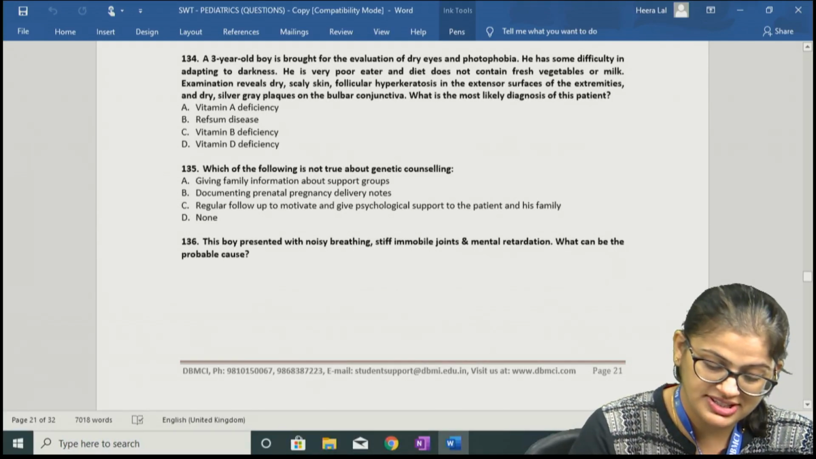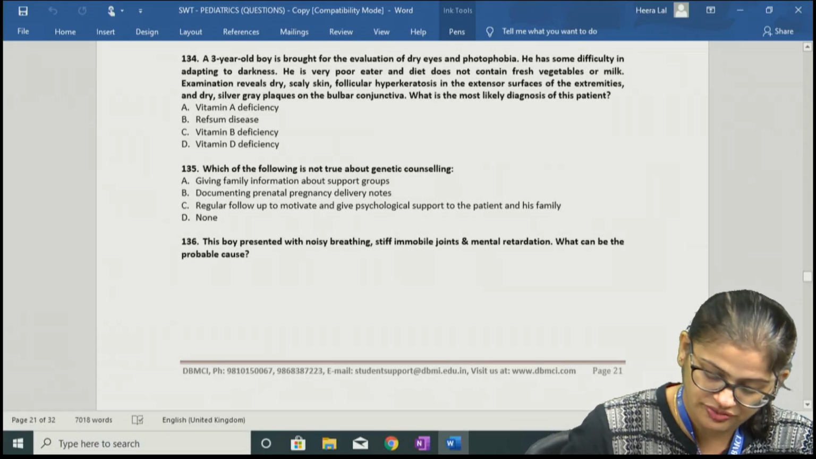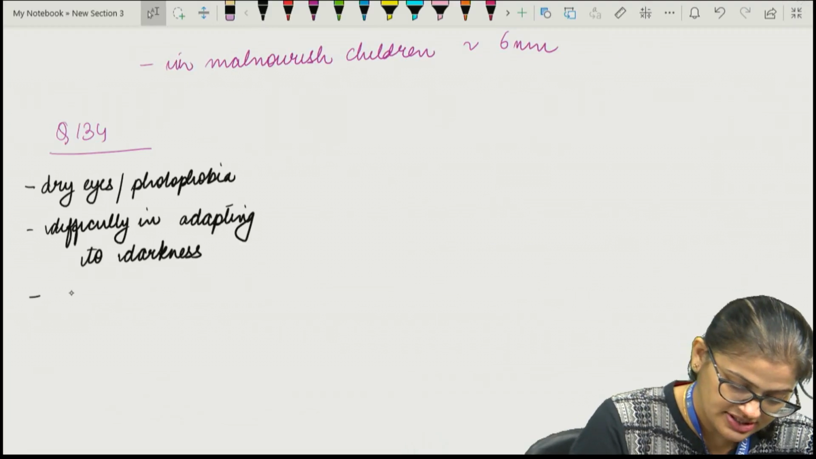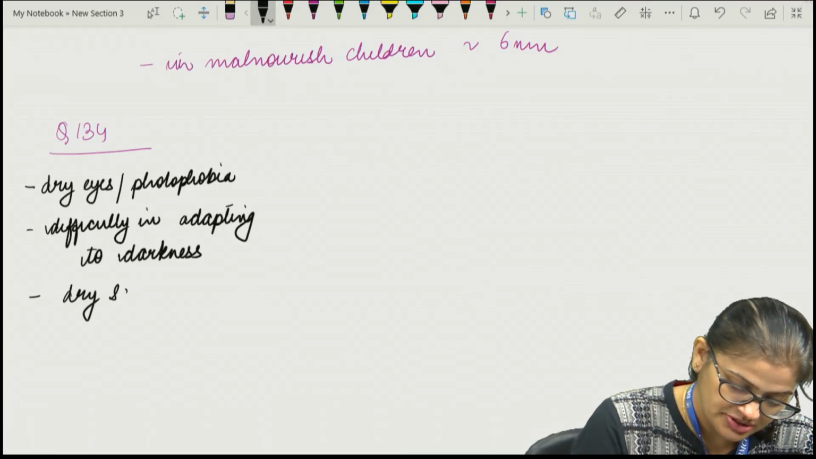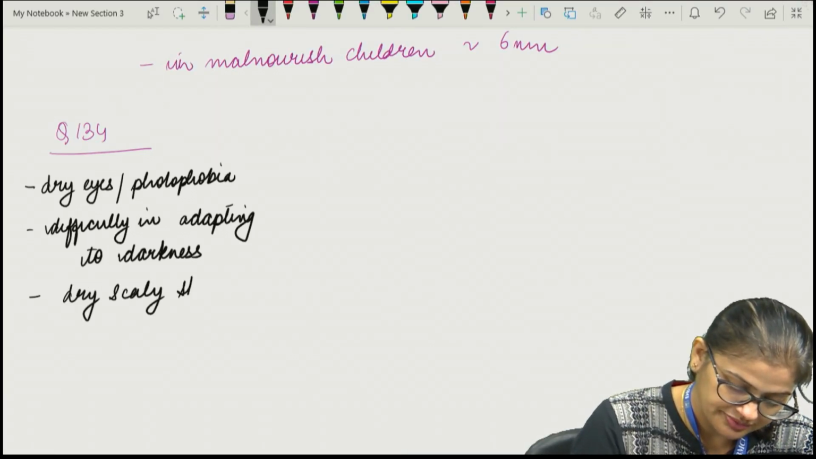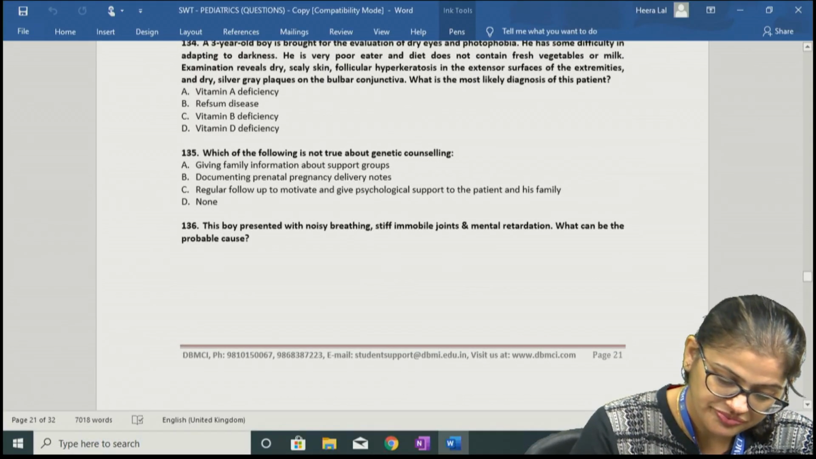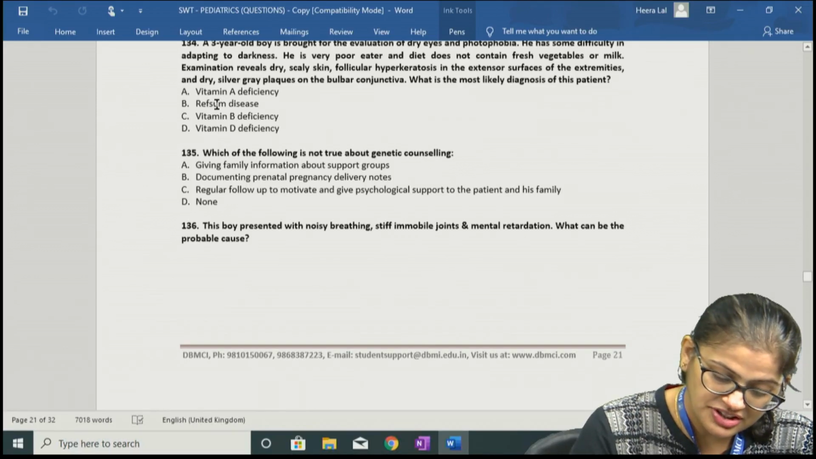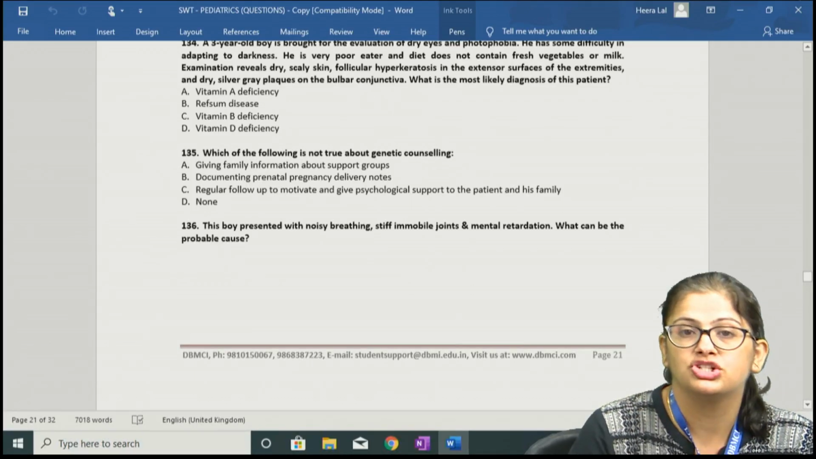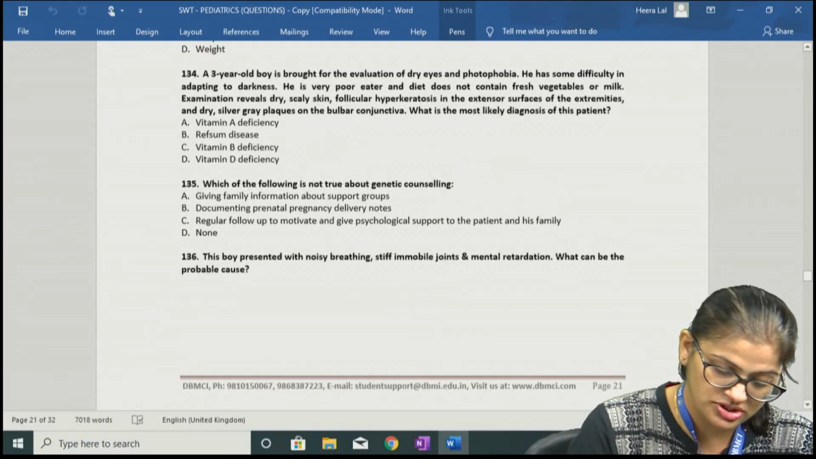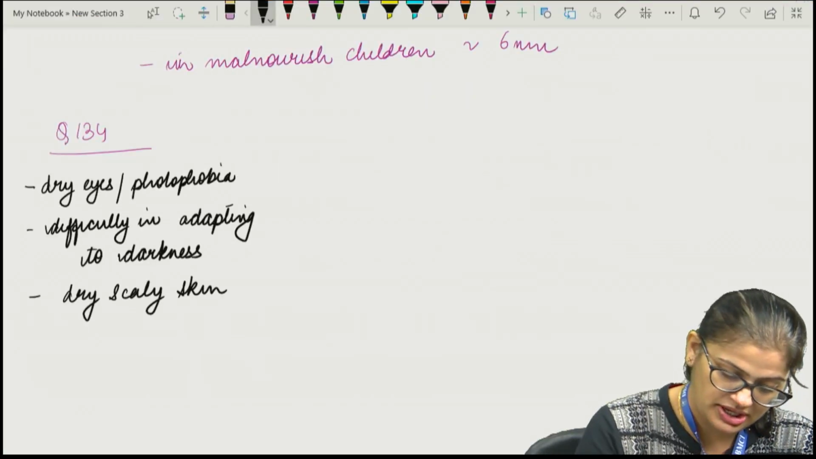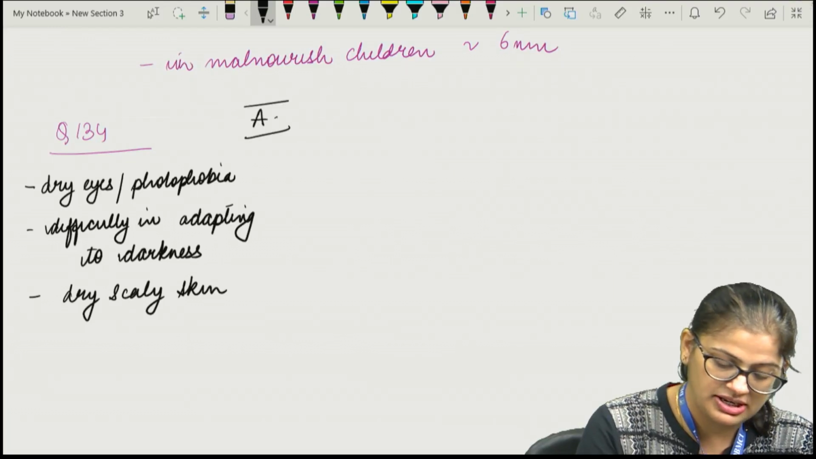Examination reveals dry, scaly skin and follicular hyperkeratosis on the extensor surface of the extremities. So dry, scaly skin on examination. And there is dry silver grey plaques on the bulbar conjunctiva. What is the most likely diagnosis of this patient? And the correct answer to this question is option number A, that is vitamin A deficiency.